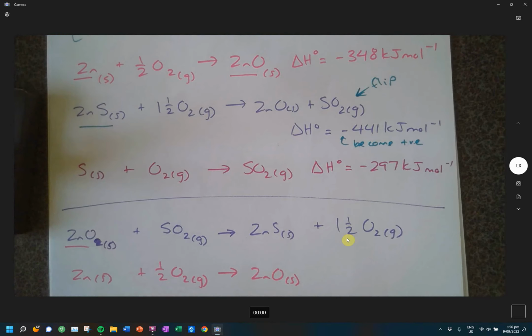You should probably be using all the equations that they provide. So I've used that equation. I've also identified where the zinc's coming from in my main equation. Are we good so far?